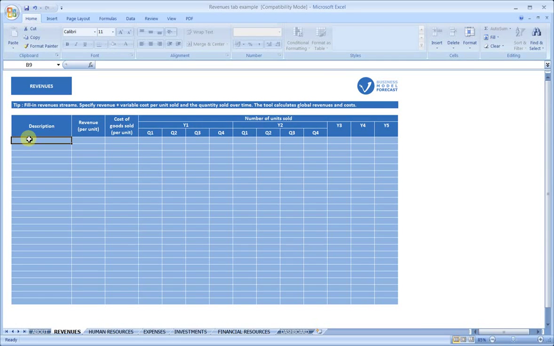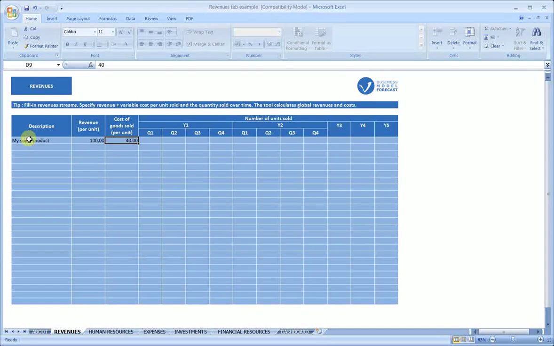So let's start. We will just specify a small description of our revenue stream, my super product for instance. Then you have to specify the price of your revenue stream. So let's say here in our example $100. Then you have to specify the cost of goods sold per unit. For instance, let's say $40.